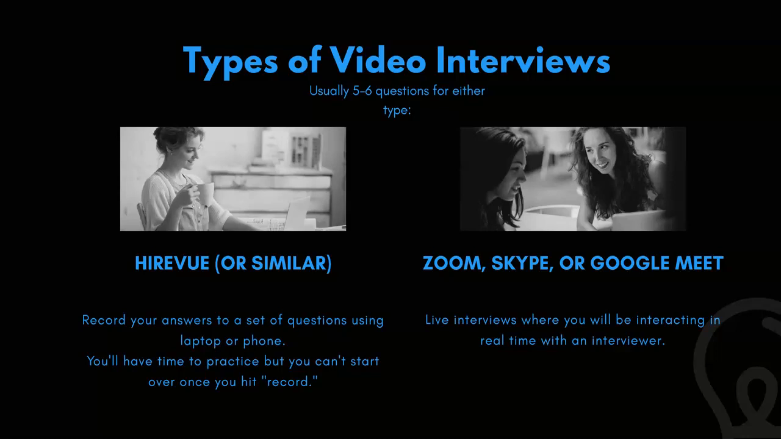In a HireVue interview, you will be given prompts and then you will record your answers. You can use your laptop or your phone. You'll have time to practice, but you can't start over once you hit record. So once you get the prompt, practice it a little in your head, go over it a couple of times, and then hit record. With a Zoom or Skype or Google Meet interview, that's a virtual interview where you're interacting with the person in real time.